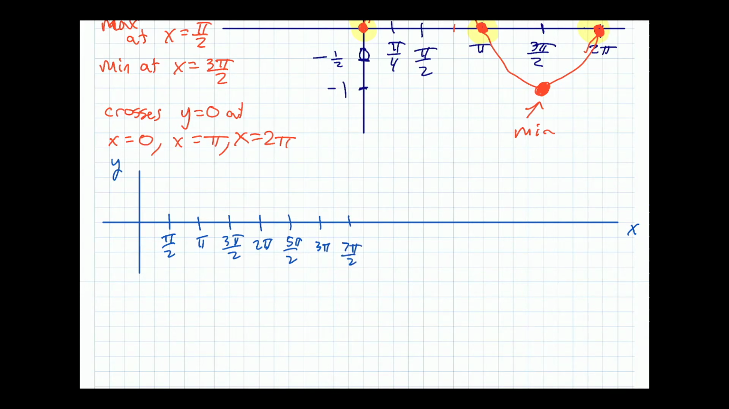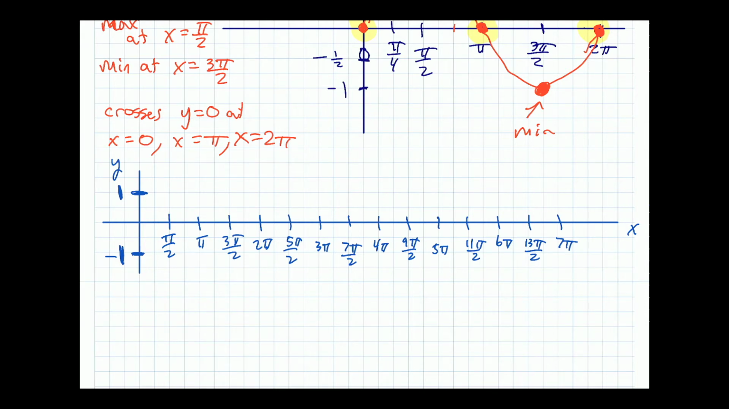7 pi over 2, 4 pi, 9 pi over 2, 5 pi, 11 pi over 2, 6 pi, 13 pi over 2, 7 pi. Okay, that's plenty, right? And let's say that we go between 1 and -1, because those are the biggest and the smallest values that we saw. So what does this graph look like if we're graphing a sine?